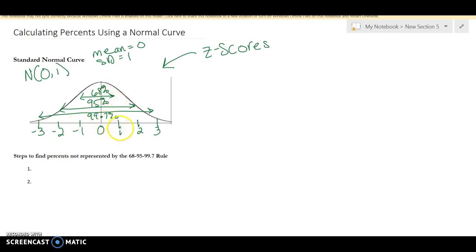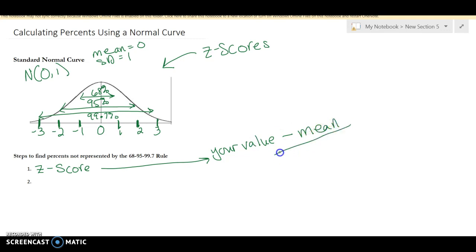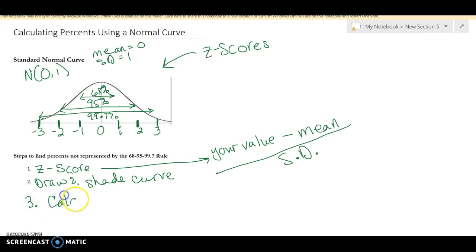Okay, so let's say my numbers don't land exactly at my standard deviation, which is going to happen the majority of the time because stats is real life, and real life doesn't end up perfectly. To find percents not represented, the first thing you're going to do is find your z-score. And remember, you find your z-score by doing your value minus the mean, over the standard deviation. From there, you're going to draw and shade a curve. And then you're going to do the calculator steps. I'm going to show you pictures of the calculator, and we're going to write it down so that it can make sense. But we're going to add some more down here, so just leave that blank.